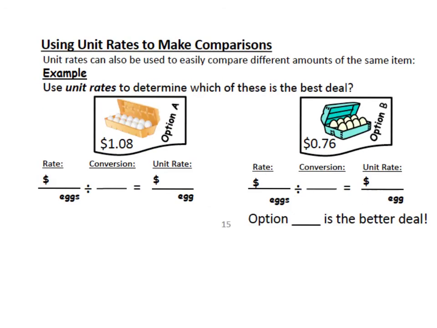Now we're going to look at a problem for unit rates to make comparisons to find which is the better deal of two items. This is useful when shopping to figure out how to save money. Option A says that a dozen eggs costs $1.08. Option B says that 8 eggs cost 76 cents.